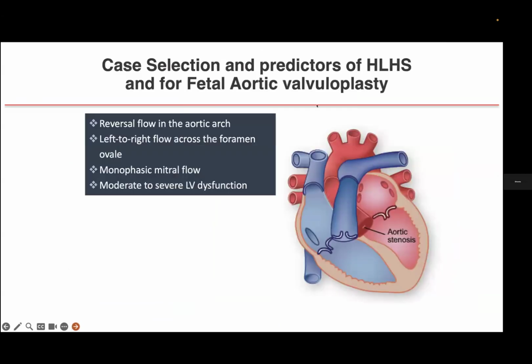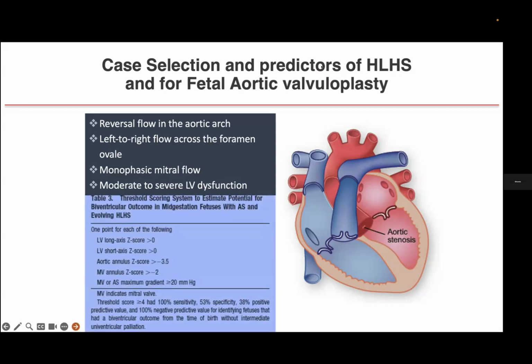So which case then should we select? This is the biggest question. So case selection is very important. And as I said, it is not only the sizes of the ventricle, mitral valve size, aortic valve size, but to document that there is a hemodynamic alteration which is coming. So these are the fetuses which are going to benefit by the fetal cardiac procedure.